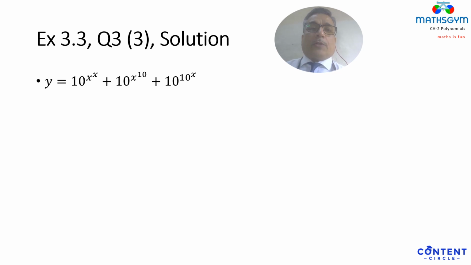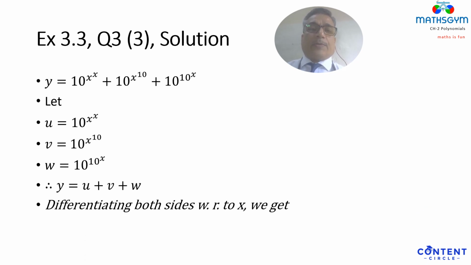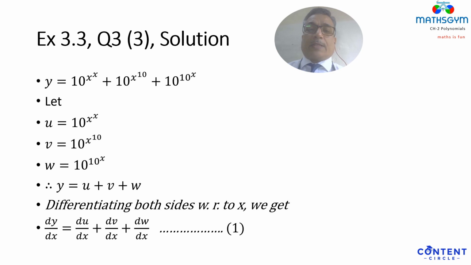So, the question is y is equal to 10 to the power x to the power x plus 10 to the power x to the power 10 plus 10 to the power 10 to the power x. So let u be 10 to the power x to the power x, let v be 10 to the power x to the power 10, and let w be 10 to the power 10 to the power x. So y becomes u plus v plus w. Now differentiating both the sides with respect to x, we get dy by dx is equal to du by dx plus dv by dx plus dw by dx, and let's give this as equation number 1.